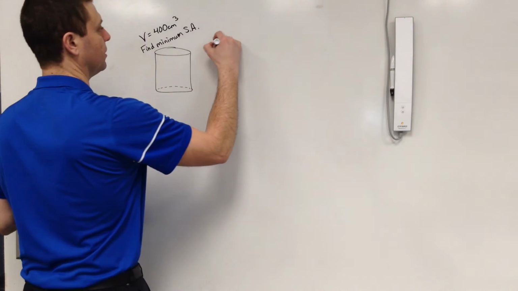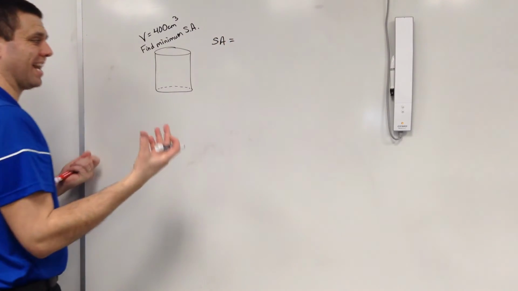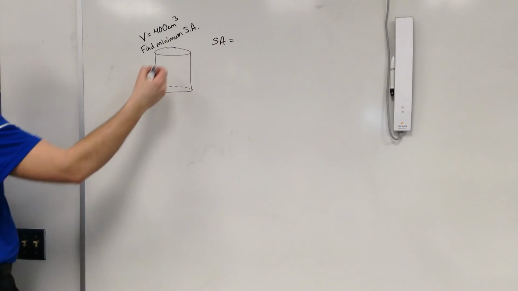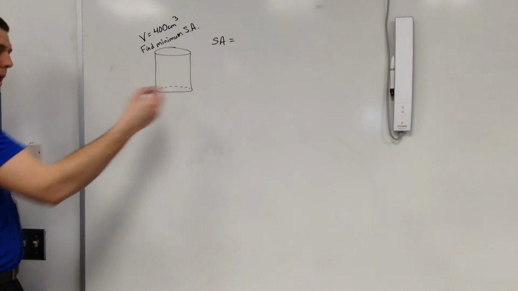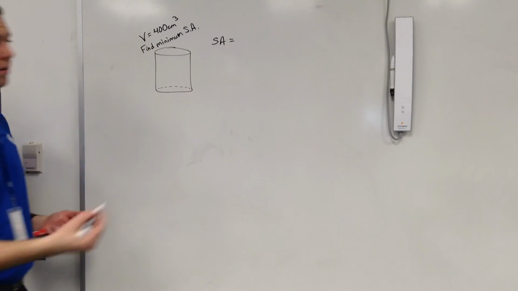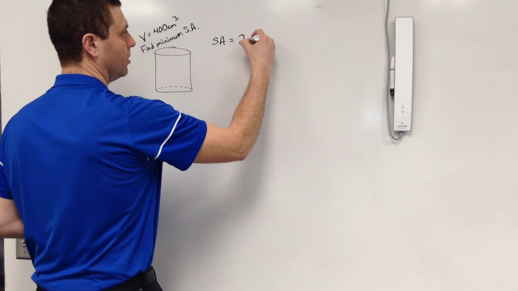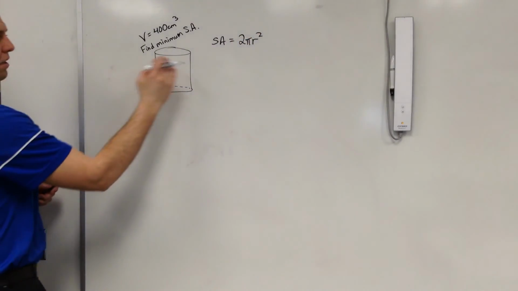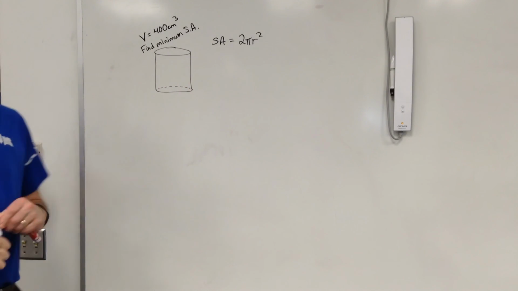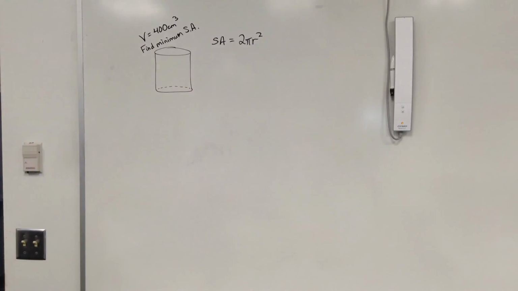Surface area of a cylinder can be found by adding the areas of all three surfaces together. So you got the top circle, which is pi r squared. You got the bottom circle, which is another pi r squared. So that actually makes 2 pi r squared. Okay? But then you got the area of the side of the cylinder.